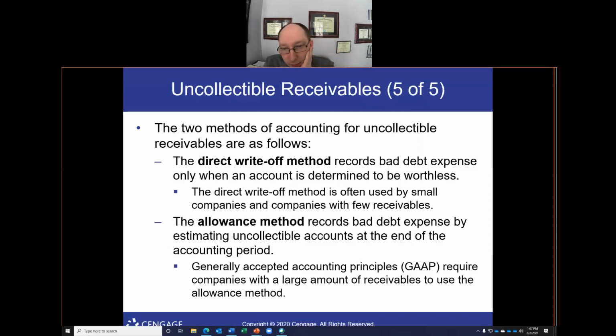At the end of the year, I can write off my bad debt expense through two methods. The first one is called the direct write-off method. This is where we simply record the bad debt expense and it's deemed worthless, right? The other method is called the allowance method. This is where we record the bad debt expense by estimating the amount that we probably won't be able to collect from all of our customers at the end of the accounting period.